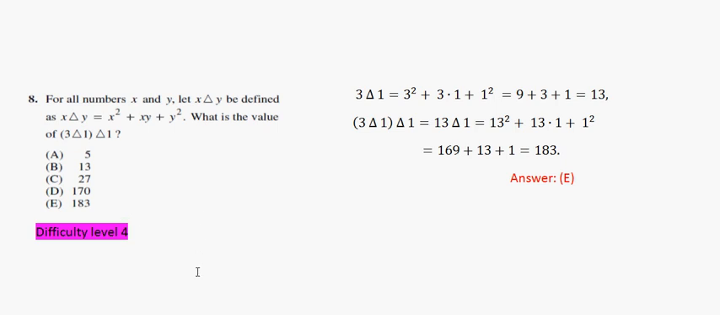This problem also has difficulty level 4. I don't think that these 3 problems are much more difficult than the problems which have difficulty level 1. I don't understand how they grade the difficulty level of the problems. Okay.